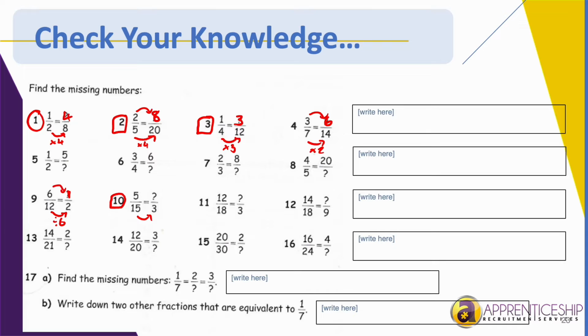How did I get from 15 to 3? Well, I divided by 5, so the top gets divided by 5, I end up at 1. 18 has been divided by 6, so the top gets divided by 6, so 2/3.